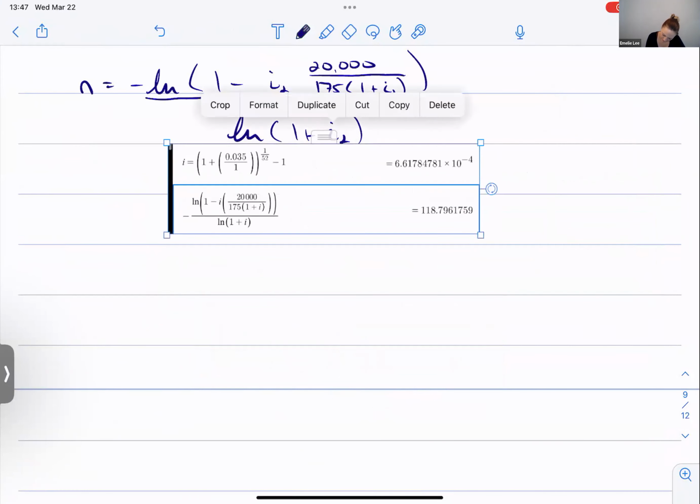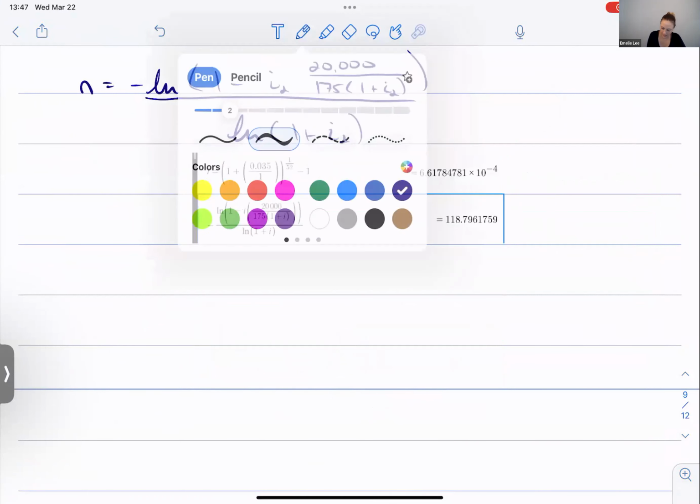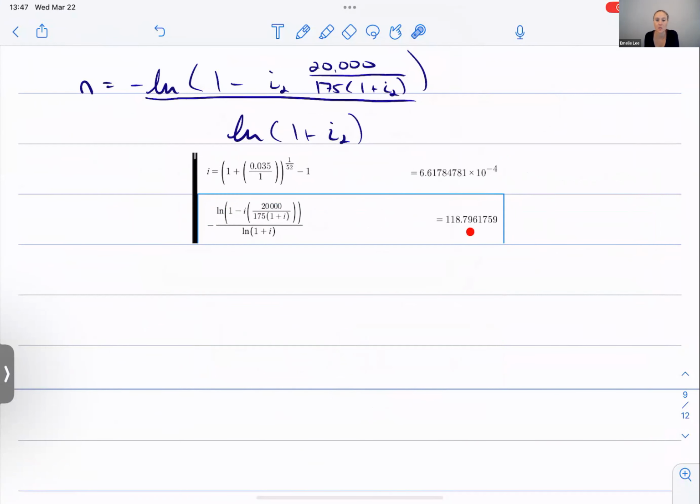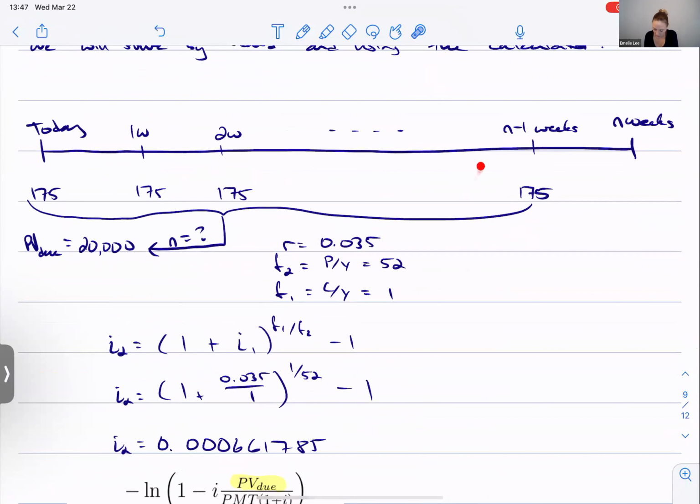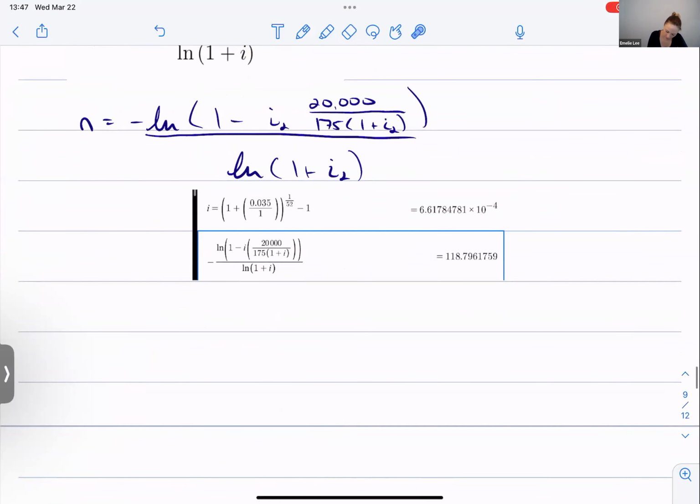So we would need 118.796 payments. Okay. Now, if you just went to 118 payments, you would make it to here, right? And then 0.796 gets you the rest of the way, but we need 19 payments, right? So we always need to round up. So we would need to make n equal to 119 payments.